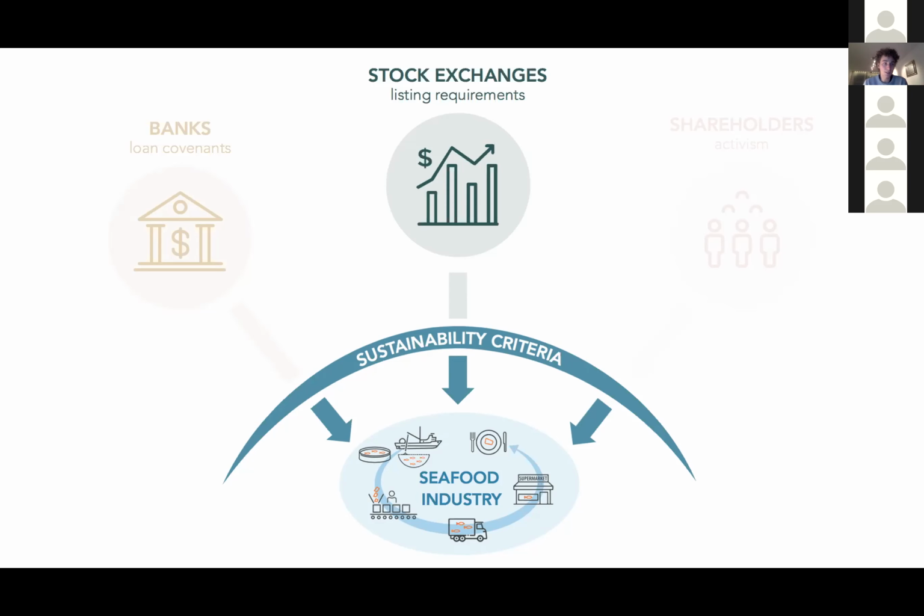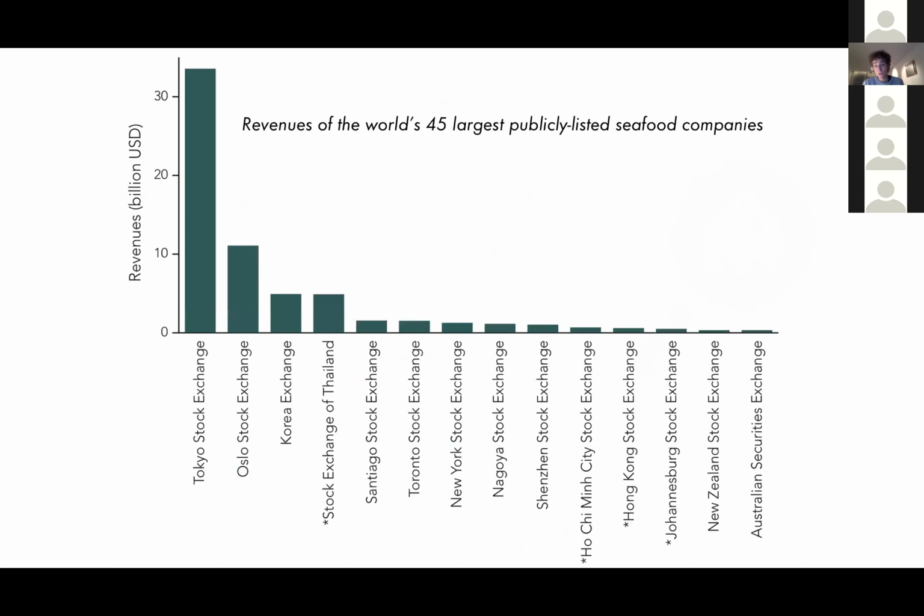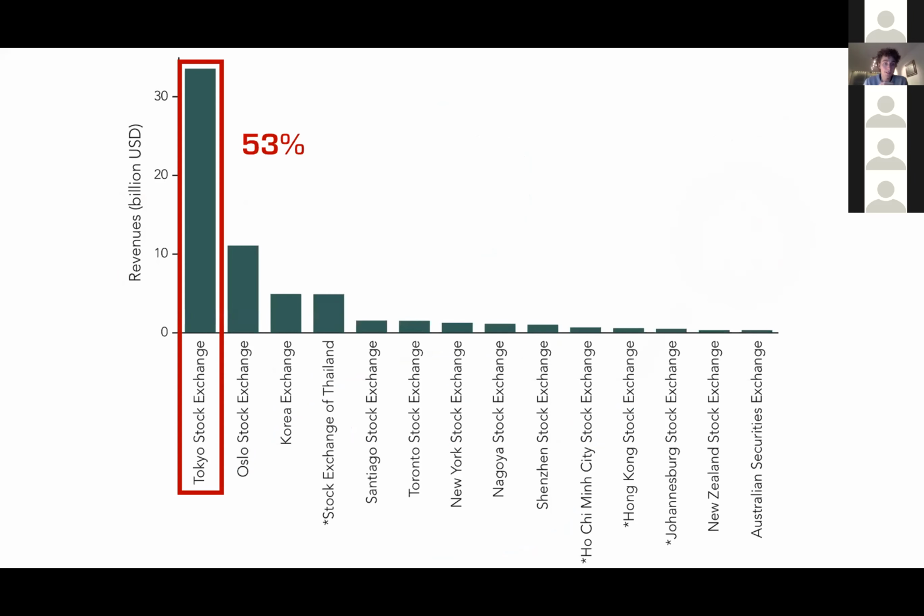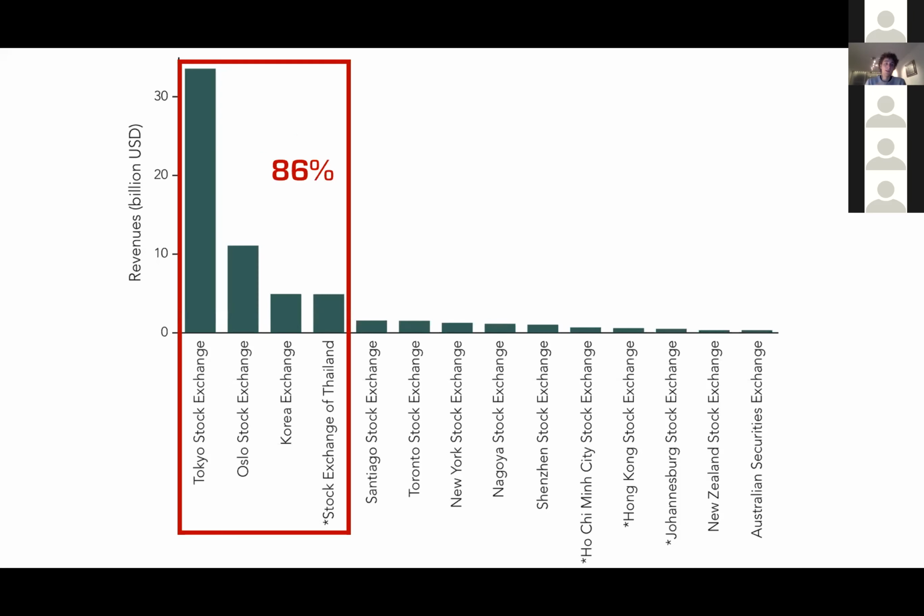What's particularly interesting in the seafood sector is that most large publicly listed seafood companies are listed on just a handful of stock exchanges. Specifically, the Tokyo Stock Exchange alone concentrates 53% of the combined revenue of the largest 45 publicly listed seafood companies in the world. And if you consider the 4 largest exchanges in the seafood industry, so the Tokyo, the Oslo, Korea, and Thailand Stock Exchanges, together those 4 stock exchanges account for 86% of the combined revenue. They concentrate those companies. So in other words, if you were to change the listing rules of just those 4 stock exchanges, you would have a dramatic impact on the whole seafood industry, at least the publicly listed side of it.